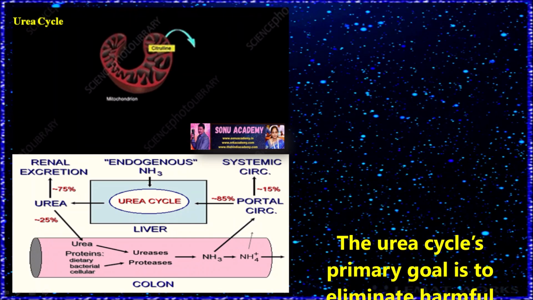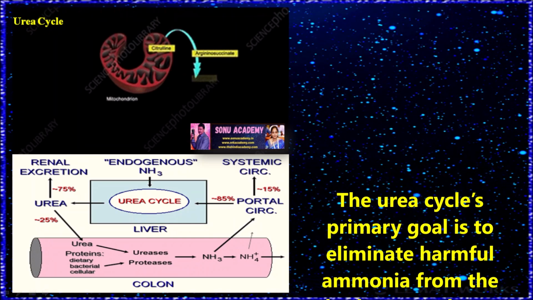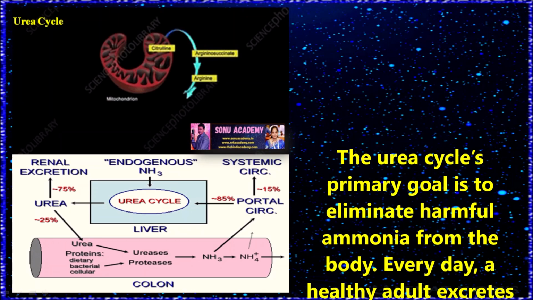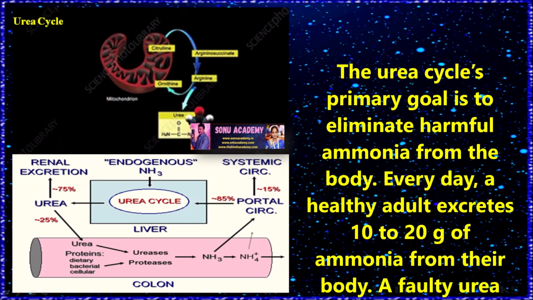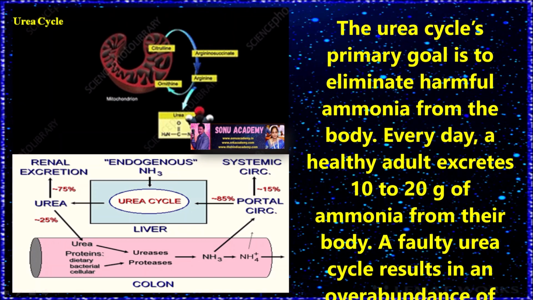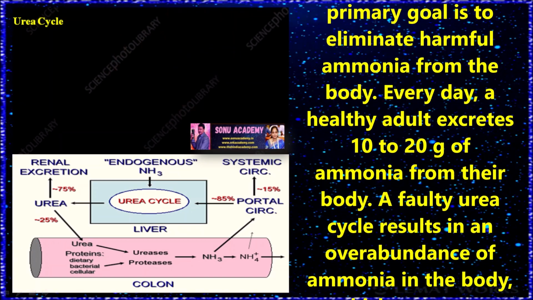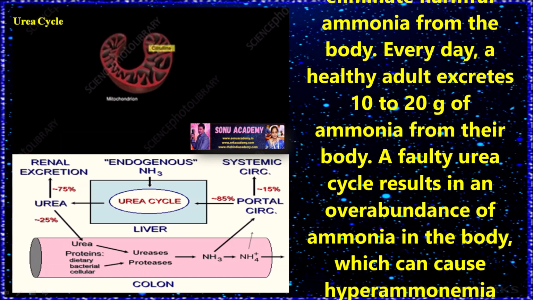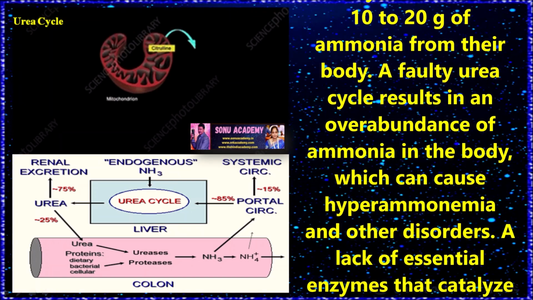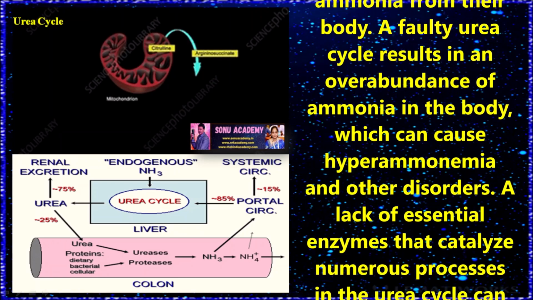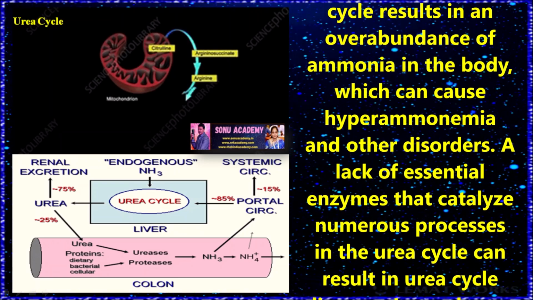Children, now let us discuss what the urea cycle is. The urea cycle's primary goal is to eliminate harmful ammonia from the body. Every day, a healthy adult excretes 10 to 20 grams of ammonia from their body. A faulty urea cycle results in an overabundance of ammonia in the body, which can cause hyperammonemia and other disorders.